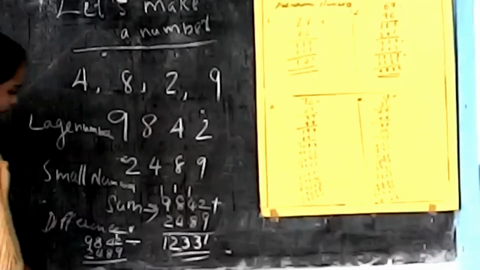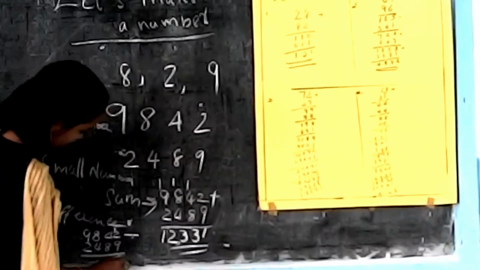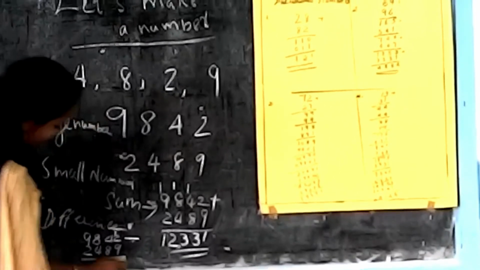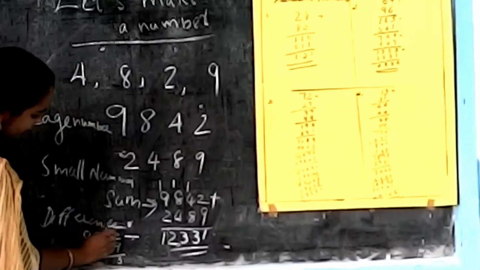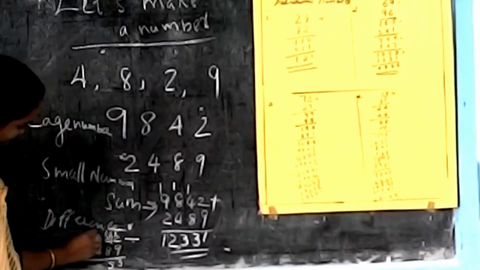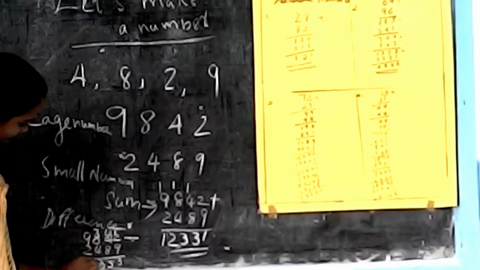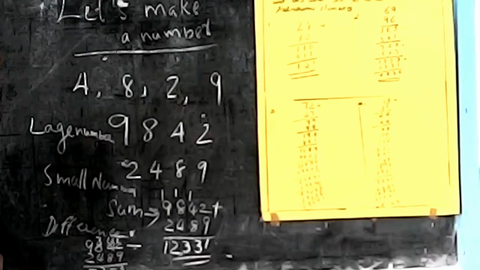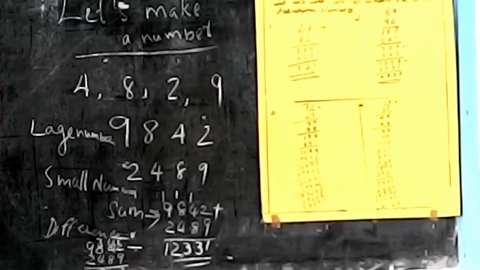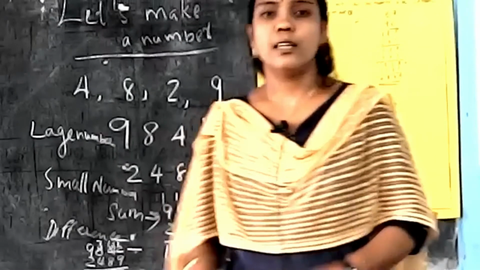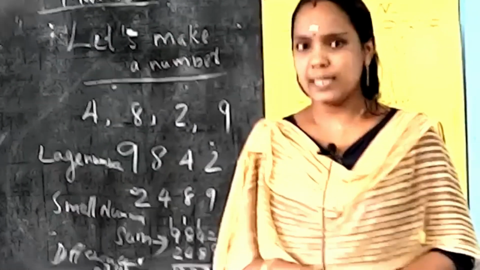What is the answer you got? 3. Next one, 4, 13. 5. Next one, 3. 7. What is the answer you got? 7,353. Okay. Did all of you get the answer? Finished?